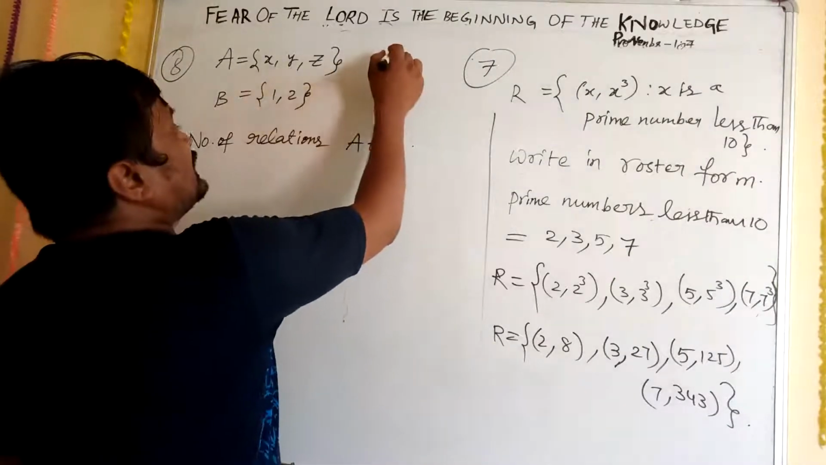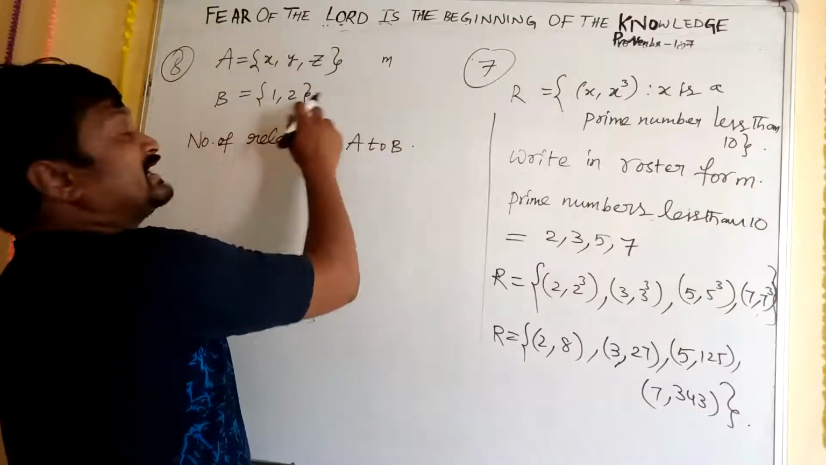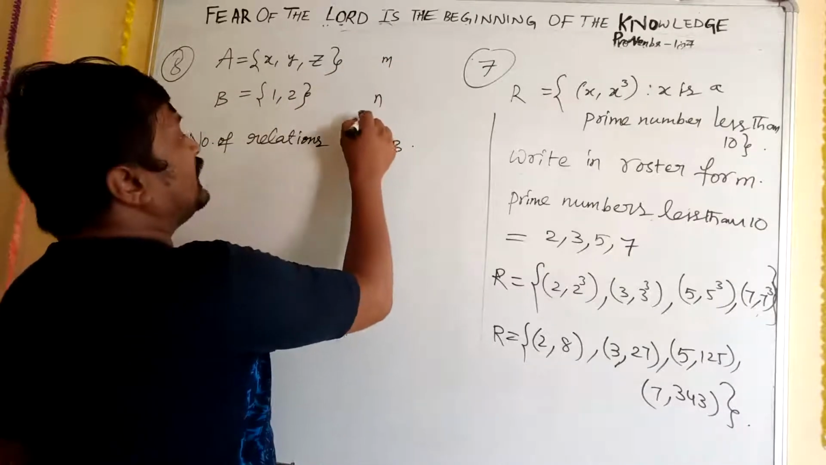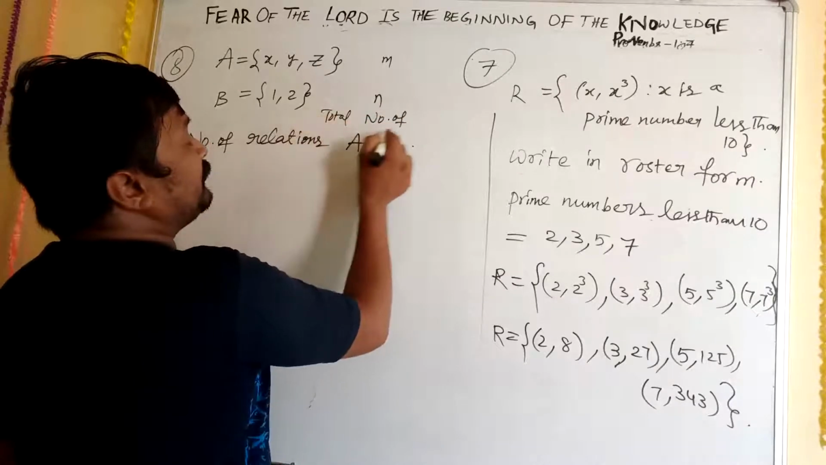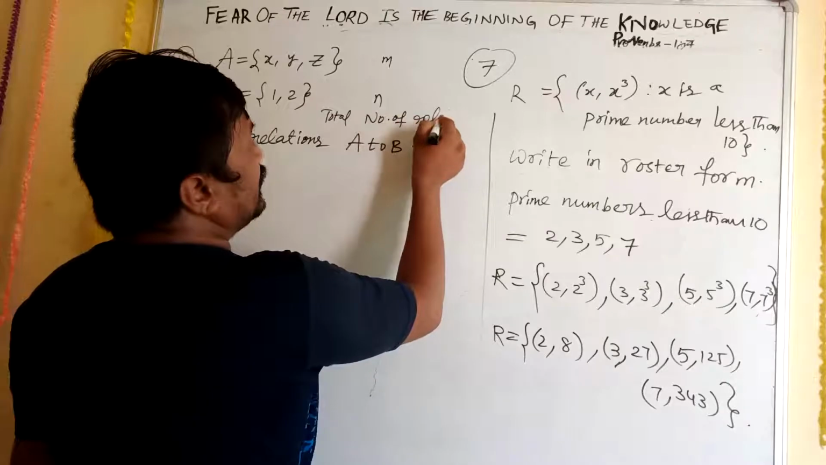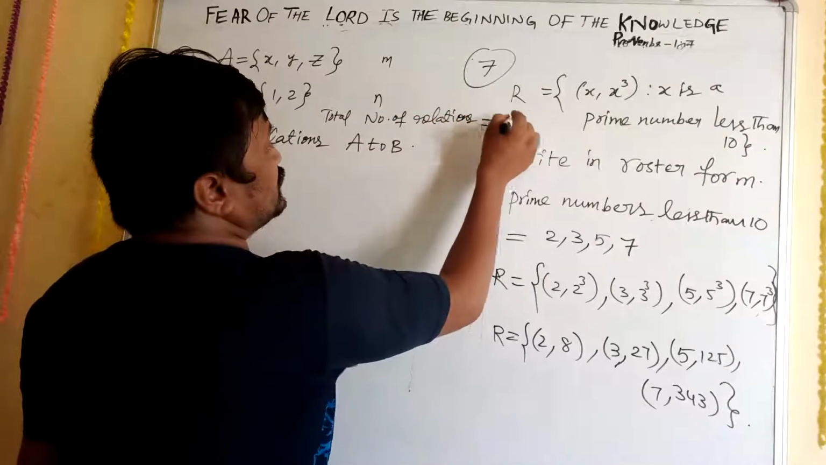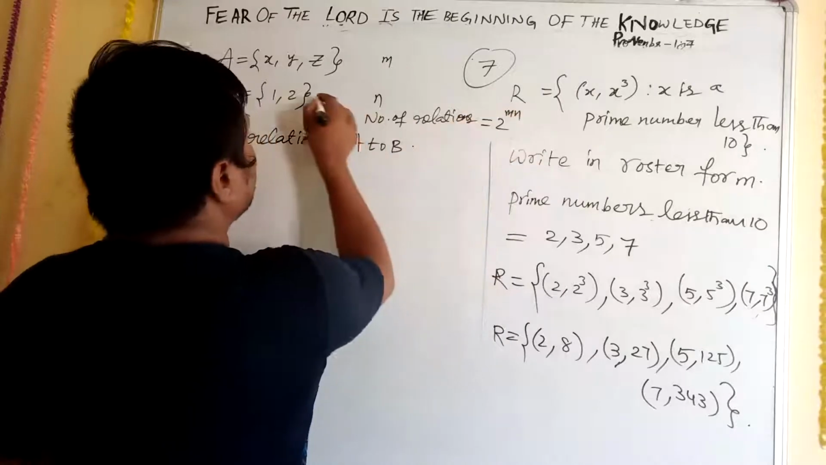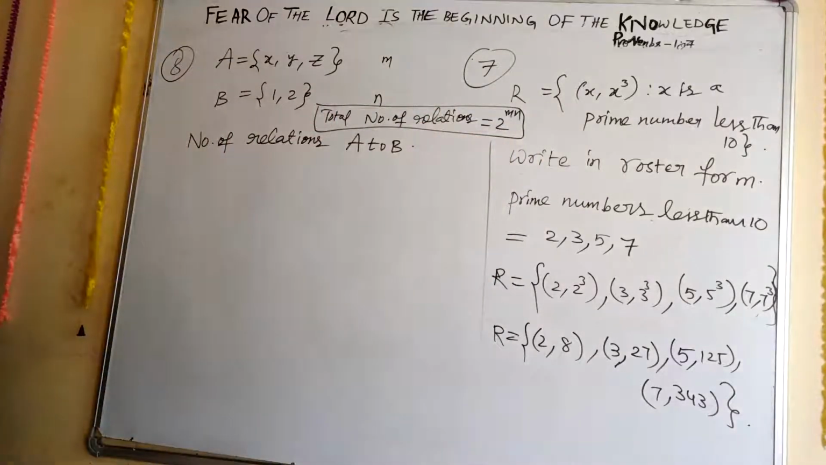The number of elements in set A is m, and the number of elements in set B is n. The total number of relations is 2 power mn. You have formalized this, remember this. So this is your formula. According to that, we have to solve now.